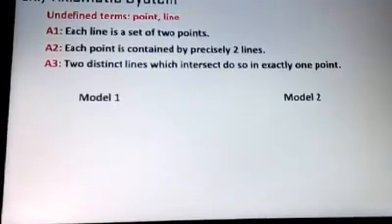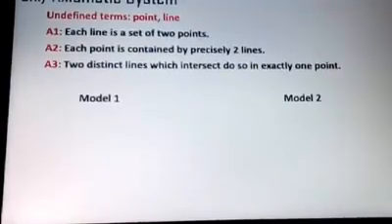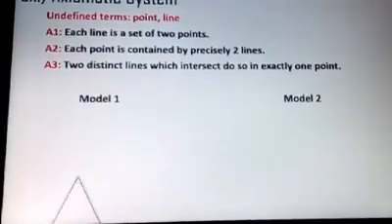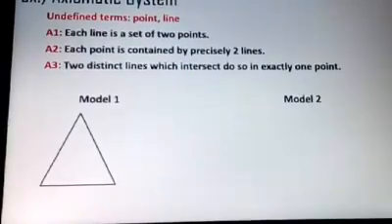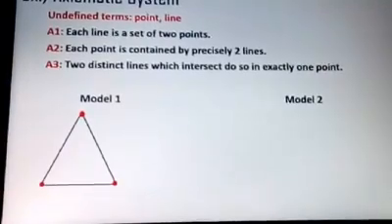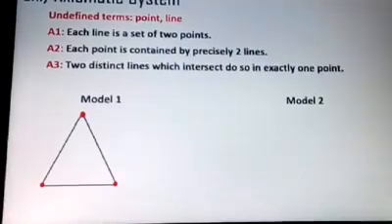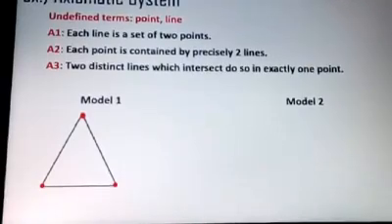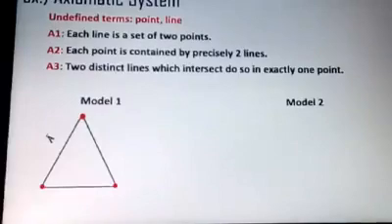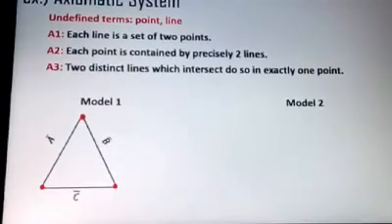So, let's try to prove it using a model. Our first model is a triangle. Point here, point there, point there. Let's see if it satisfies the 3 axioms. The first axiom states that each line is a set of 2 points. Suppose this is line A, and we can see that there are 2 points at line A, same with line B and line C.